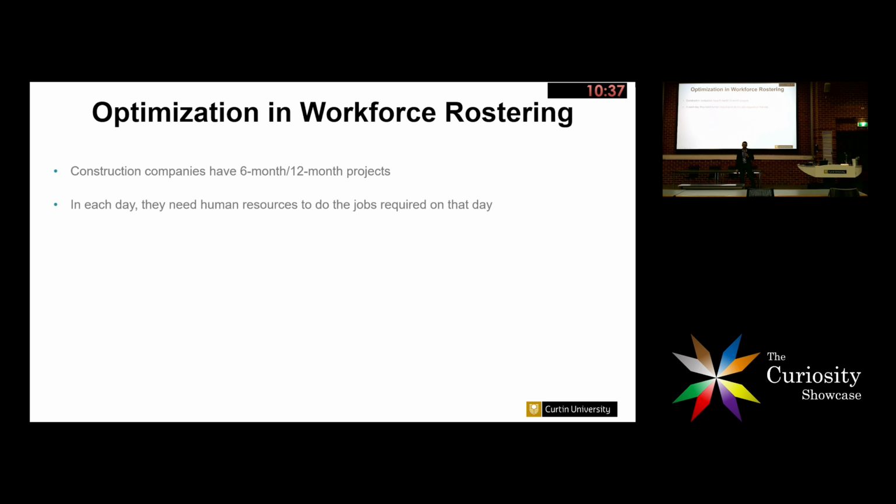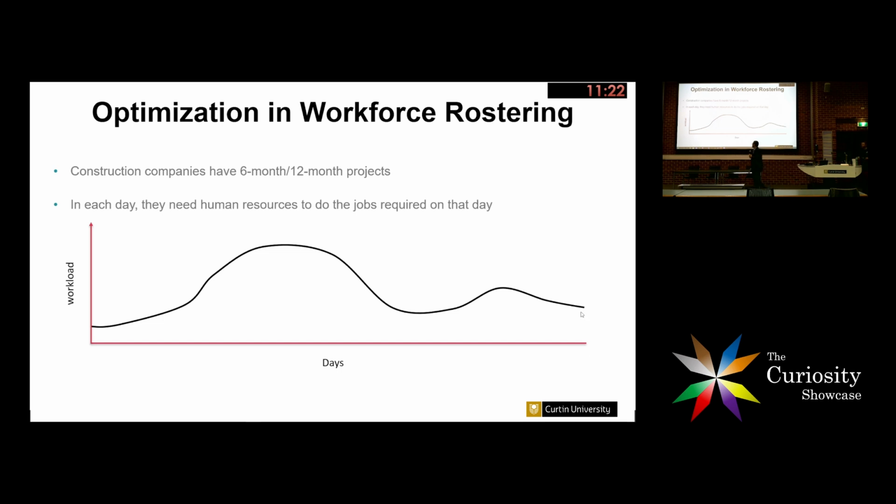In the second application, currently we are working on optimization models in order to optimize workforce rostering for construction companies. In construction companies, most of the time they have some long-term projects, for example, in 6 months or 12 months. In each day, they need different requirements in order to complete their activities related to that specific day. It means that here, you can see that on different days, we have different workloads. And we have different job requirements.